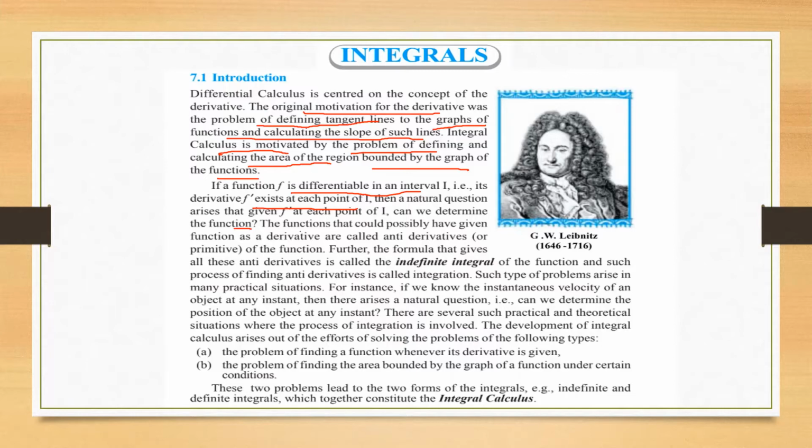right? The functions that could possibly have given functions as a derivative are called antiderivatives or primitives of the function. Further, the formula that gives all the antiderivatives is called the indefinite integral of the function, and such a process of finding antiderivatives is called the process of integration. Such types of problems arise in many practical situations.